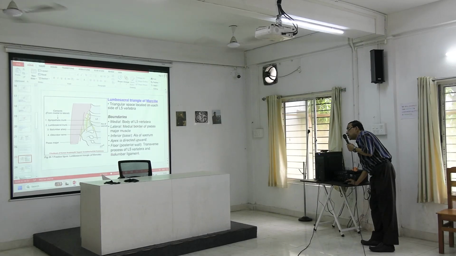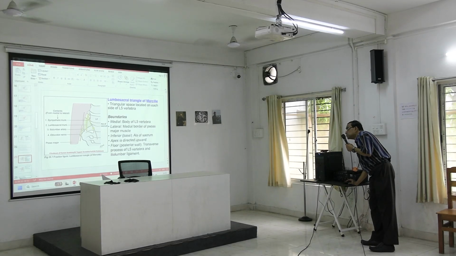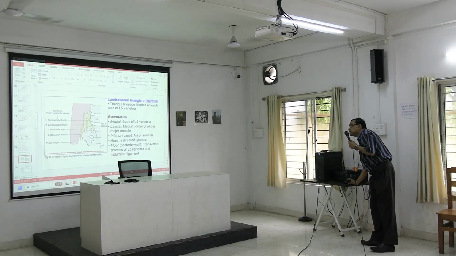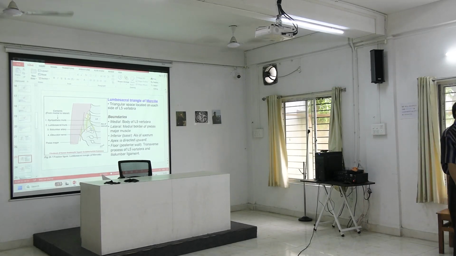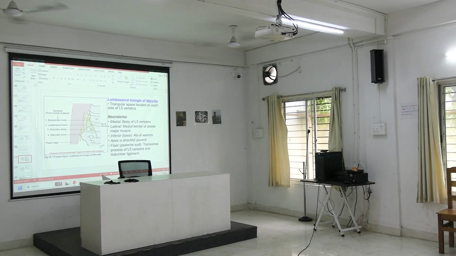Here we can get one triangle. This triangle is called lumbosacral. It is from the lumbar region to the sacral region. So this is the lumbosacral triangle of Marcille, where we can get some structures. We can see some blood vessels and nerves. They are called OILS from lateral to medial.